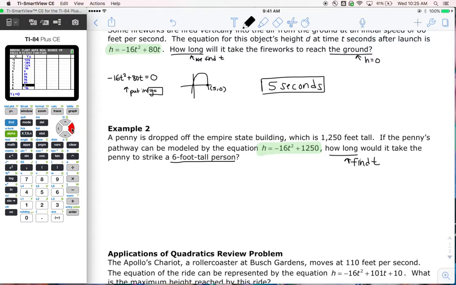Remember previously when it said reach the ground, so we knew h was 0? This is going to strike a 6-foot tall person. We're going to assume it's going to hit him right on the head, so we're going to say that h has to be equal to 6. You kind of follow me there?